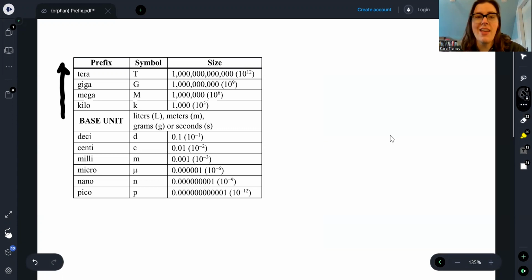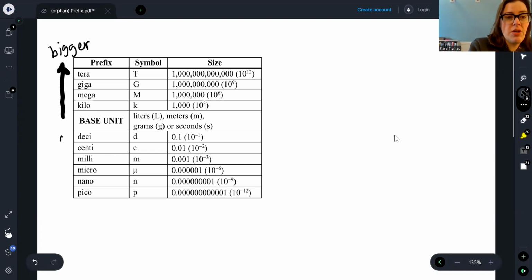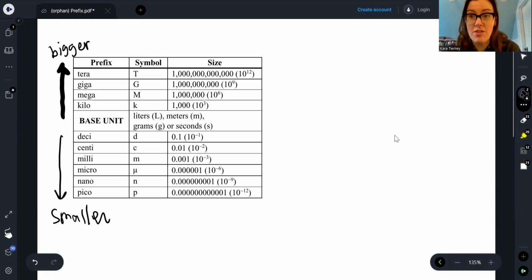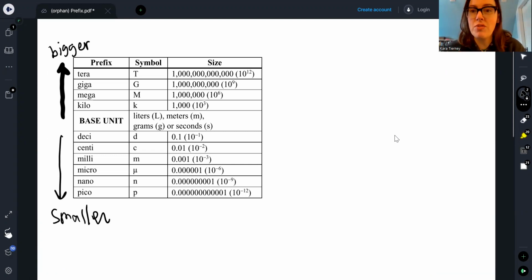Okay, here we go. As we go up the chart, these prefixes are getting bigger. As we go further down the chart, they're getting smaller. So I can tell what unit is going to be bigger by seeing which one is higher on the chart. That is going to be very important for writing our equation.